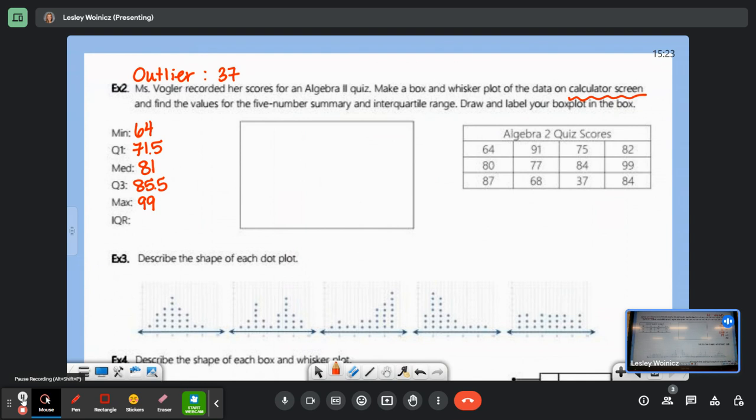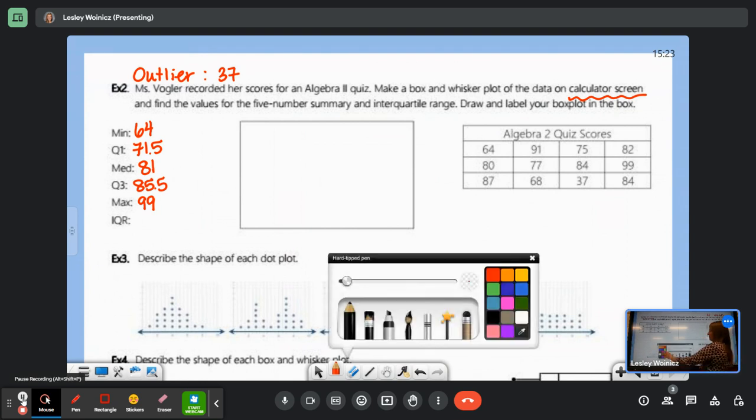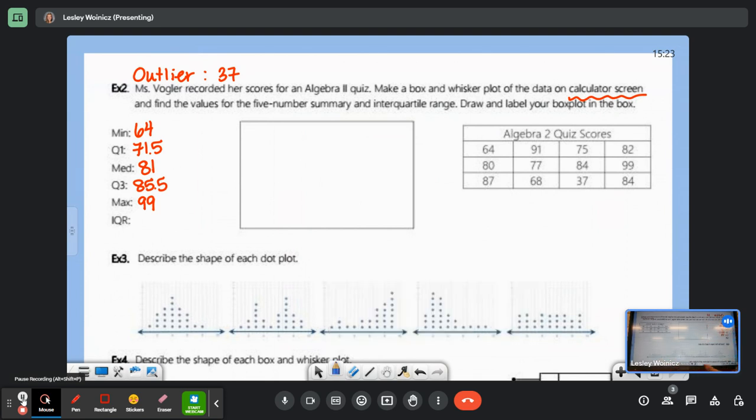All right, now we're going to do the interquartile range. So remember, to get the interquartile range, we just have to subtract Q1 from Q3. 21.5. Okay, what did you get? 14. Okay, good. All right, now we get to draw it.